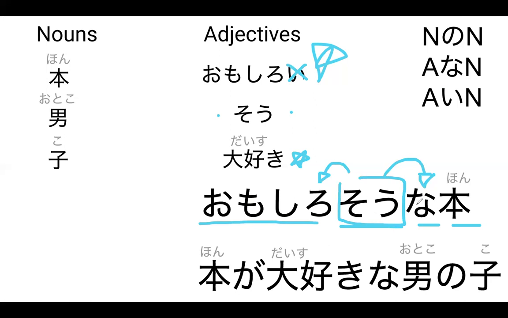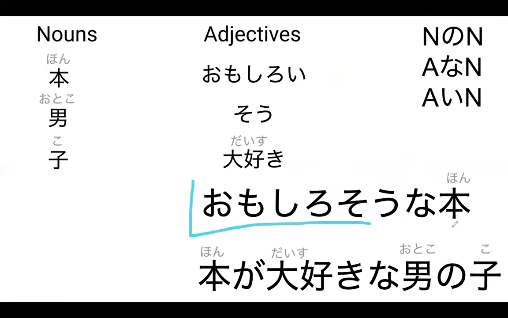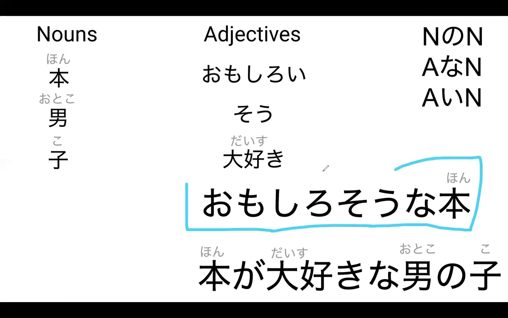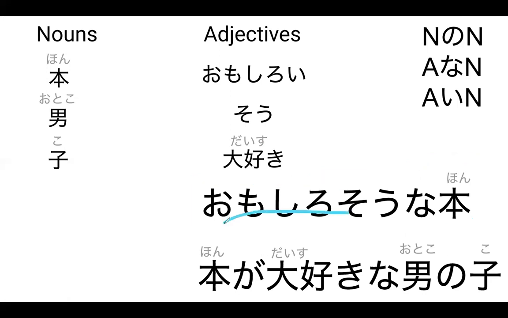Omoshiro sou na. Because have you actually read the book would be the question here. And if you have read the book, you could say omoshiroi hon. But if you haven't read the book and you don't know for sure if it's interesting, then you have to say omoshiro sou na hon. So, okay. What does that mean right over here? Omoshiro sou na hon? So it looks interesting, but since you haven't actually read it yet, you're guessing or assuming it's interesting. Absolutely. And next is this.